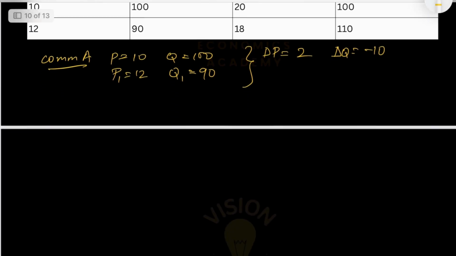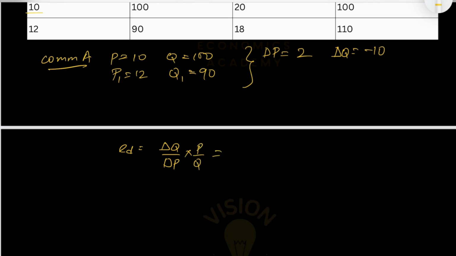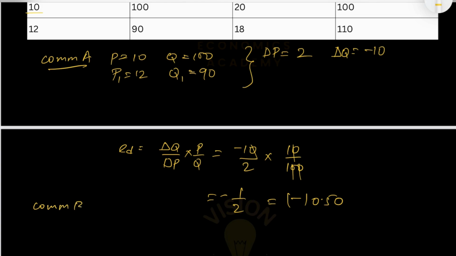Then elasticity of demand equals change in Q by change in P into P by Q, that is minus 10 by 2 into 10 by 100. So the zeros get cancelled here as well, so 1 by 2, that is 0.50, right? Now let us see the price elasticity of commodity B.